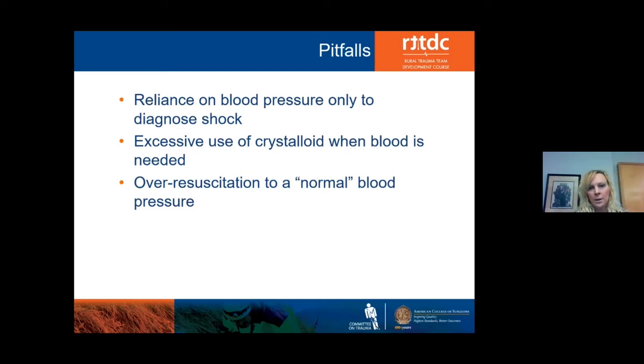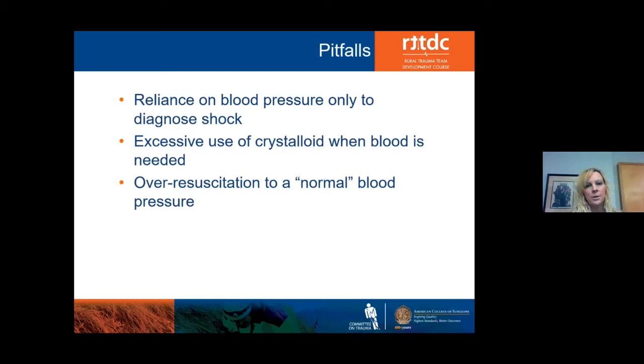Excessive use of crystalloid when you actually need blood. As I said before, if you see someone with audible bleeding, I would go straight to blood if you have the resources available. If you use a lot of crystalloid, you're going to end up with a hypothermic, acidotic patient, which is going to worsen your bleeding.